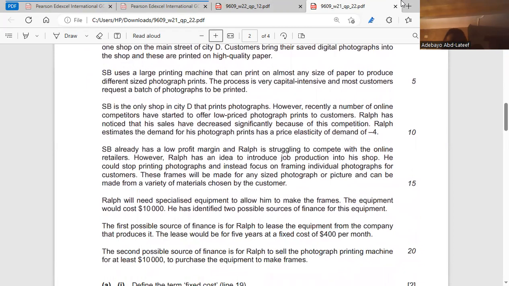Read it, please. SB is the only shop in City D that prints photographs. However, recently a number of online competitors have started to offer lower priced photograph prints to customers. Ralph has noticed that his sales have decreased significantly because of this competition. Ralph estimates the demand for his photograph prints has a price elasticity of demand of -4. Thank you.